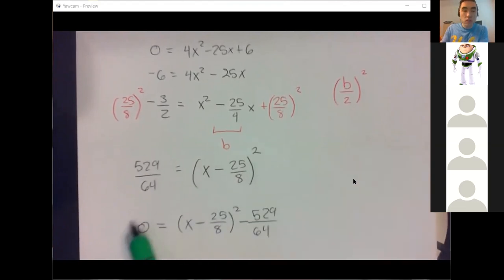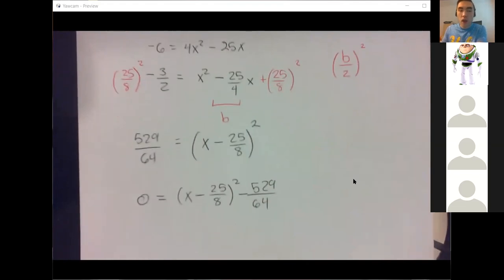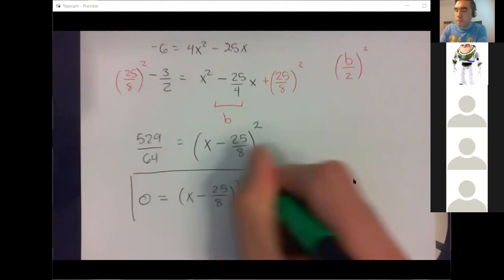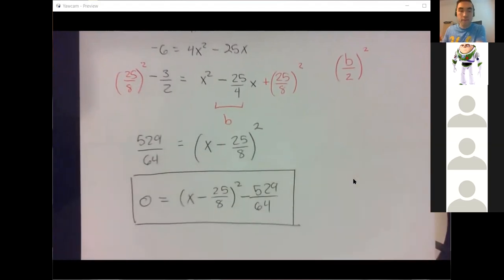Or if you didn't want to say that this was 0 equals, this is also what y would be equal to in case you were trying to graph this guy. Is that okay? Yeah, thank you. You're welcome.